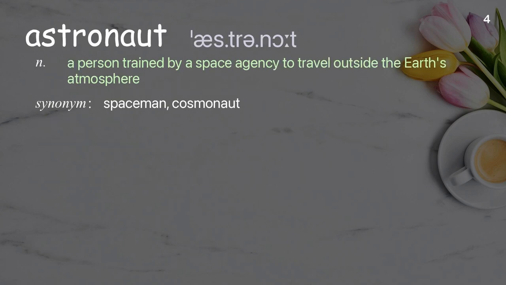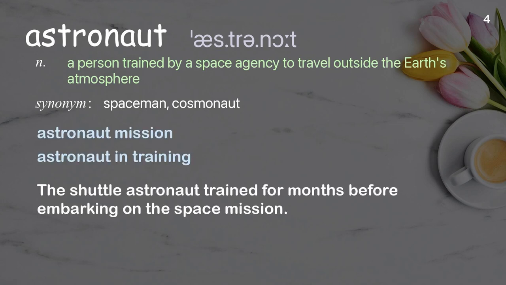Astronaut. A person trained by a space agency to travel outside the Earth's atmosphere. Examples. Astronaut mission. Astronaut in training. The shuttle astronaut trained for months before embarking on the space mission.